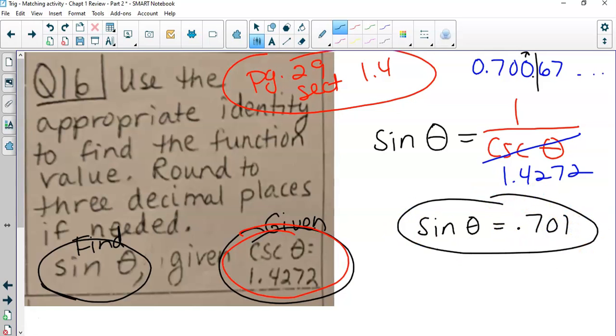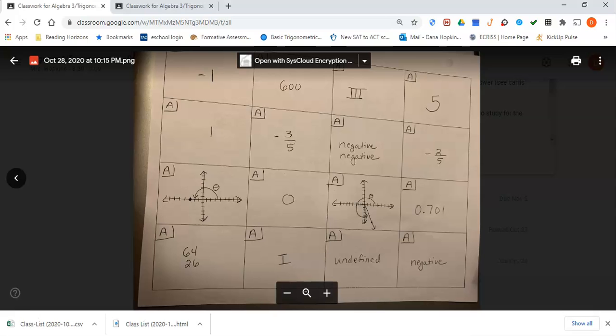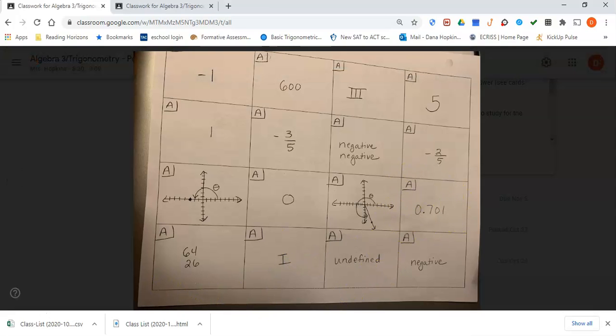And I can check that again over on my answer sheet. And let's see, it's right here. So that one works out.